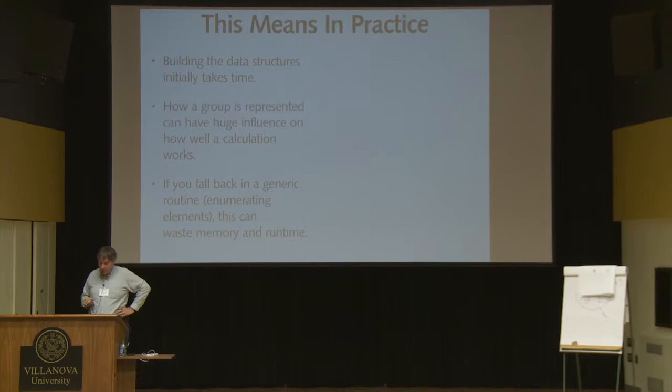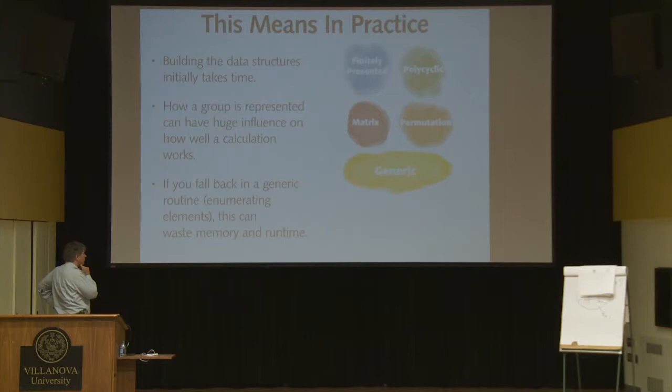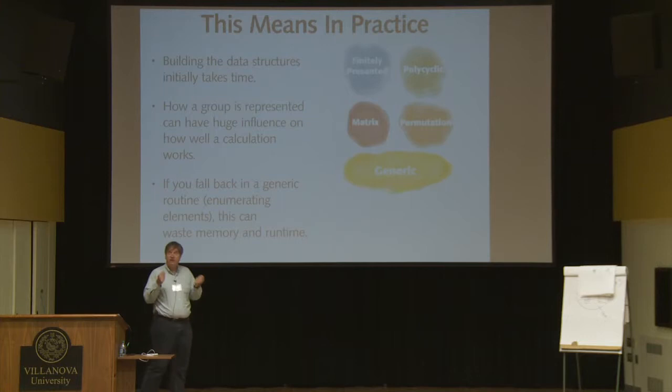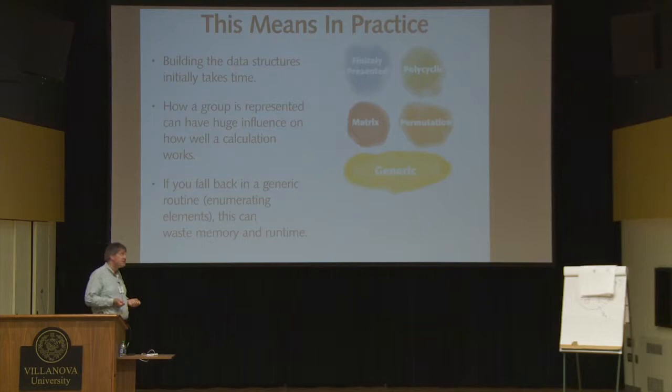And there are various ways how one can describe such groups. There is, well, on the bottom here, generic means basically I have a group where I don't have anything else but arithmetic of elements. I have matrix groups, groups of permutations. Finitely presented groups are groups given by generators and relations. And there is a special case of these groups which are called polycyclic groups, which basically have a very particular presentation which makes it nice to find the normal form of words.